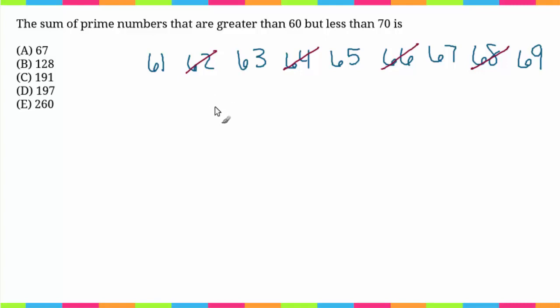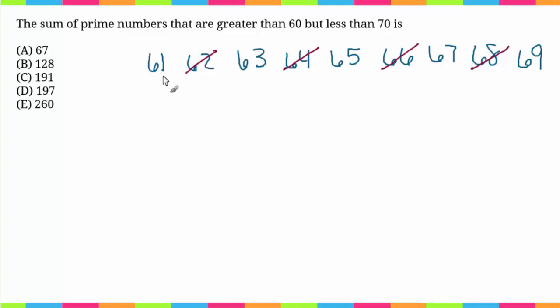And actually, to take a step back, remember that a prime number is a number that's divisible only by 1 and itself. So it can't have any other factors. So now let's take a look at 61. If we go through our divisibility rules, it's not even, so we know it's not divisible by 2. To check if it's divisible by 3, we add up the digits, and 6 plus 1 is 7. 7 is not divisible by 3, so we know that 61 is not divisible by 3.